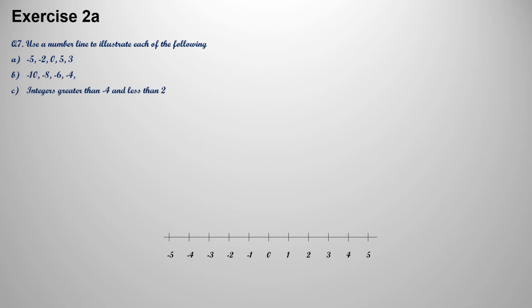Similarly, part B, C. Now, what is part C? Integer greater than -4 and less than 2. These are -3, -2, -1, 0, and 1. You can represent them on the number line.